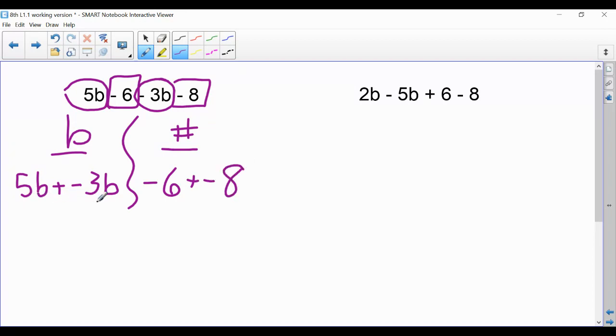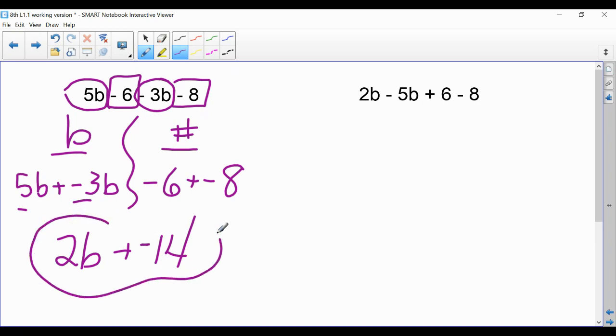5b plus negative 3b. 5 plus negative 3. Different signs, find the difference. So 5 minus 3 is 2b, answer gets the sign of the larger value, so it stays positive. Plus negative 6 plus negative 8. Same sign sum. 6 plus 8 is 14. Answer stays the same, so the negative sign comes down. The answer to this one is 2b plus negative 14.